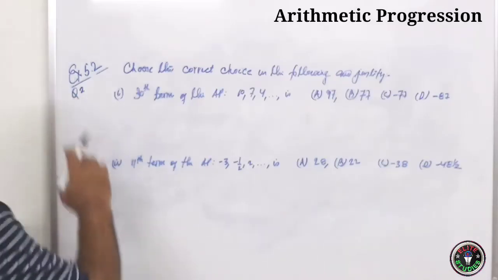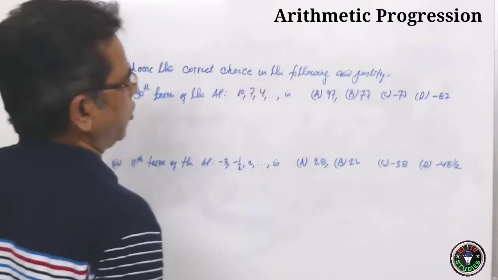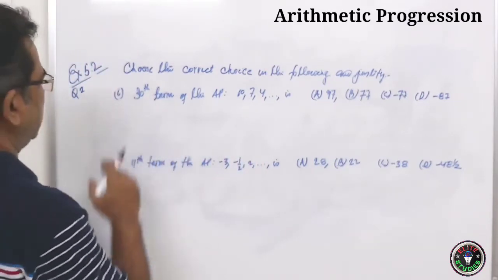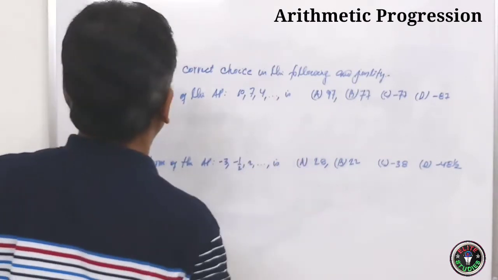Now let us do question number 5.2. Question exercise 5.2 question 2. Choose the correct choice in the following and justify. It is an MCQ. It is similar to the first question, only the way of asking the question is different. Okay.